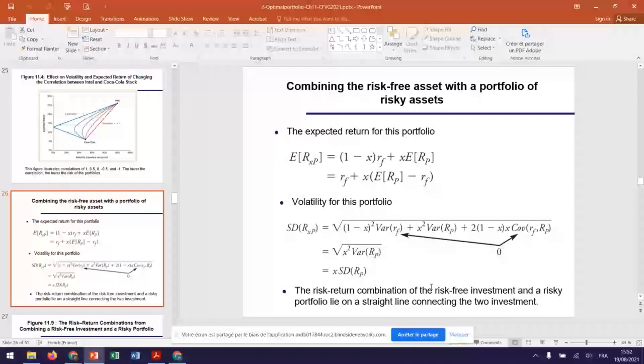This risk-return combination of the risk-free investment and the risky portfolio lies on the straight line connecting the two investments. It allows you to reallocate the investment to the level of risk you want to take and try to find a maximum return. Okay, so meaning what?